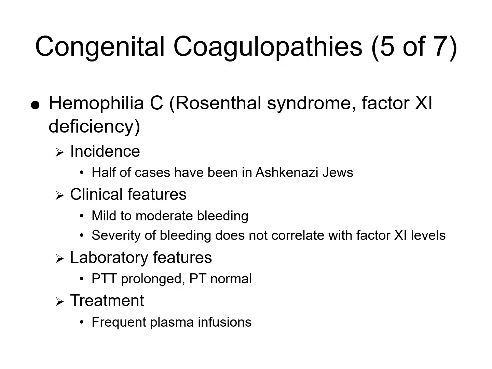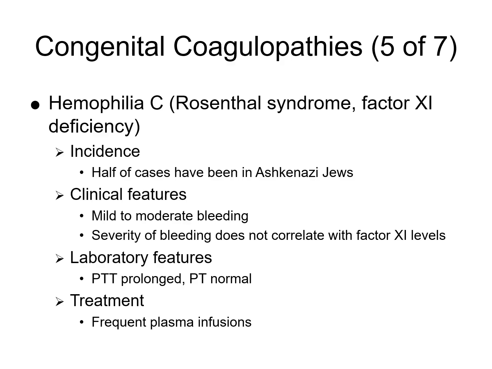It's usually mild to moderate. Bleeding often occurs after trauma or surgery, especially those dental procedures. Unlike hemophilia A and B, the severity of bleeding does not correlate well with your factor XI levels. Spontaneous bleeding with hemophilia C is less common than in hemophilia A or B. For laboratory features, you're going to have, once again, a prolonged PTT, and you're going to have a normal PT.